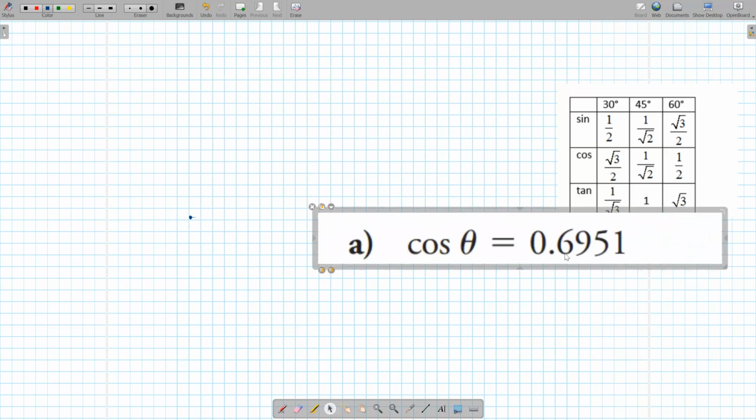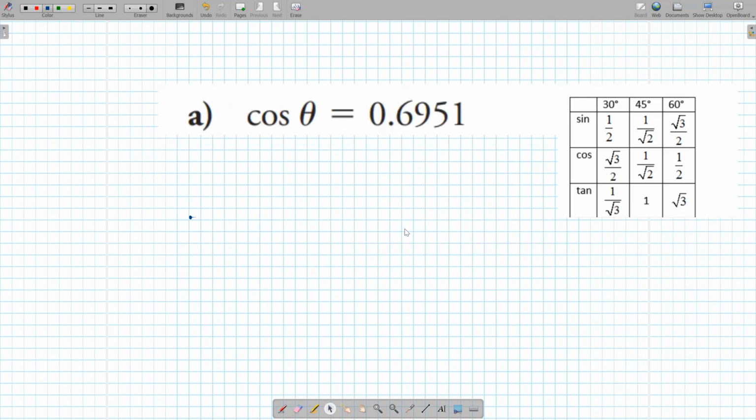So you see this, they've already given us the ratio. So again, we're trying to work backwards on this, okay? And unfortunately for us, that's not a special triangle ratio, 0.6951. The question here is to find what theta equals. Cool? Now we've done this before. It's just going to be the second function, cos inverse of that number, 0.6951. The answer is 46 degrees.